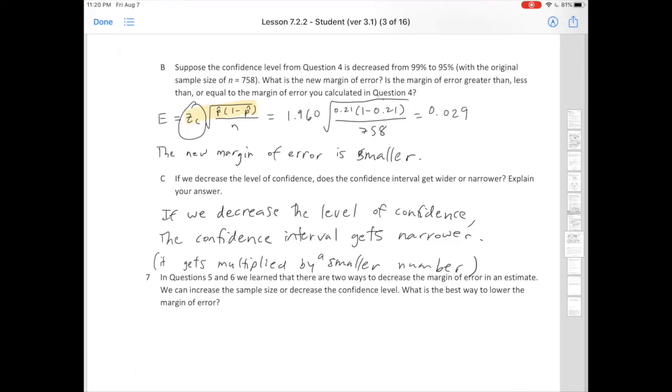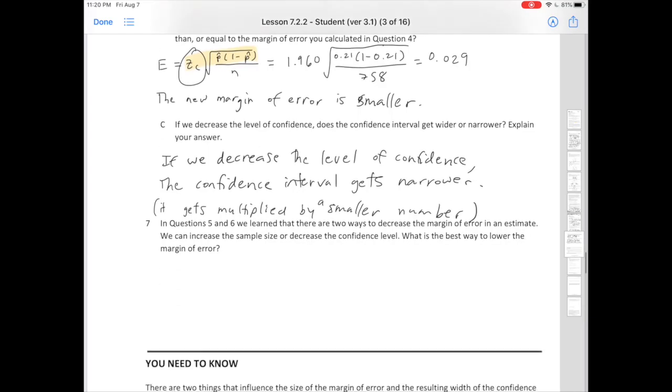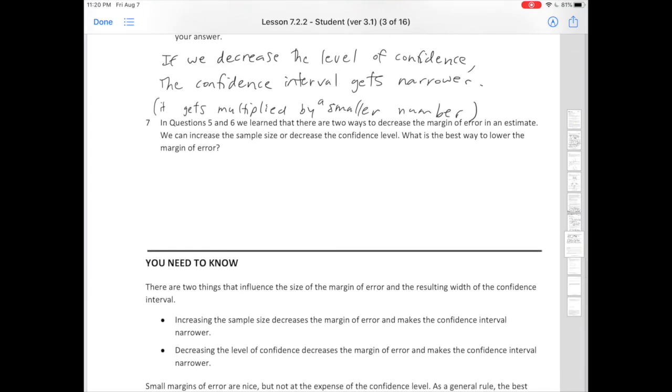So let's take a step back here for a second, okay? We now know of two ways to make our margin of error smaller. One of them is to increase the sample size. Another one is to lower our confidence. Okay. So let's read this question. It says, in questions 5 and 6, we learned that there are two ways to decrease the margin of error in an estimate. We can increase the sample size or decrease the confidence level. What is the best way to lower the margin of error?